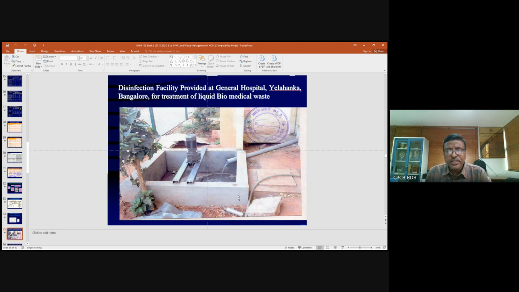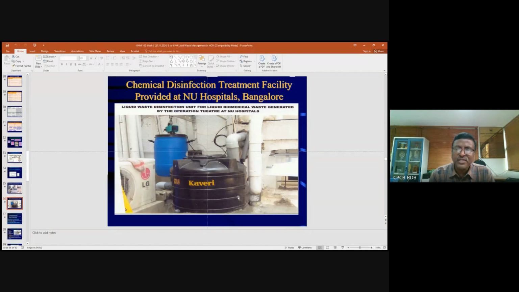In the case of non-bedded hospitals, as I told you already, the liquid waste generated has to be treated using chemical disinfection. The liquid waste can be collected in one place, with a provision for mixing properly. You add sodium hypochlorite solution, mix it, and ensure it is treated for a period of at least 20 minutes. Then this chemically treated water can be discharged into the drain in the case of non-bedded hospitals. This is a typical example I am showing you, and some of the methods followed in some of the hospitals in Bengaluru.